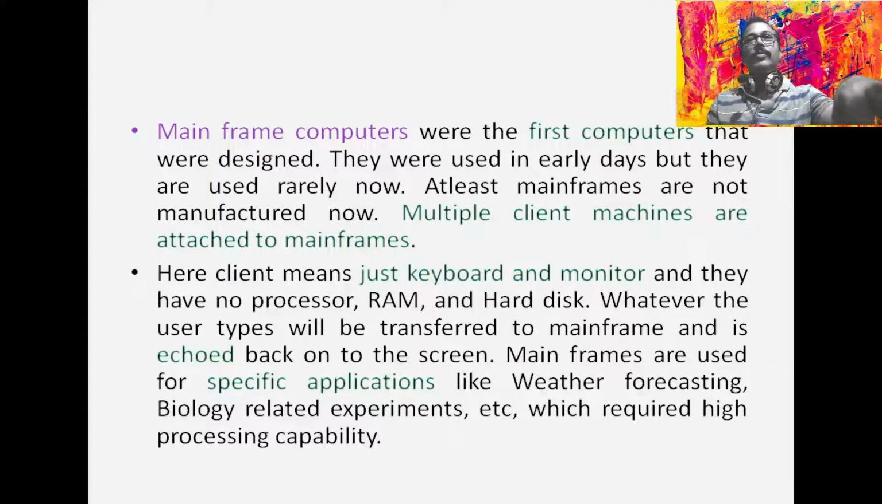That means you have a mainframe computer, and multiple computers will be connected. Those multiple computers are called client computers. The mainframe computer will have the processor, hard disk, etc. But the client usually has limited RAM or hard disk, or sometimes is a dummy terminal. That means only a keyboard and monitor will be there. Whatever you type goes to the mainframe computer, and it will be echoed back onto your screen. These are usually dummy terminals.